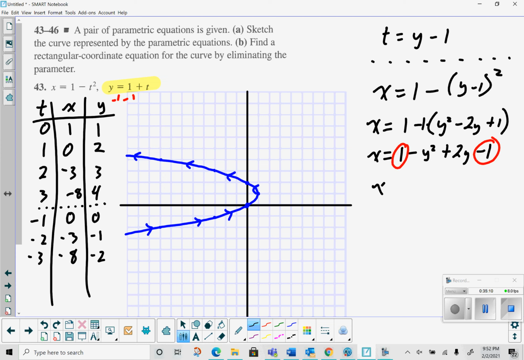Simplify this down even further, whoops, sorry. No, that was not some sort of algebra substitution. I just forgot to write it down. Sorry. Yeah, so there's a single equation with x and y. I've eliminated the parameter t.